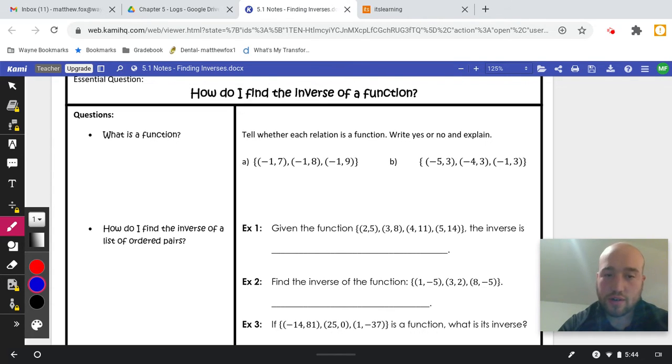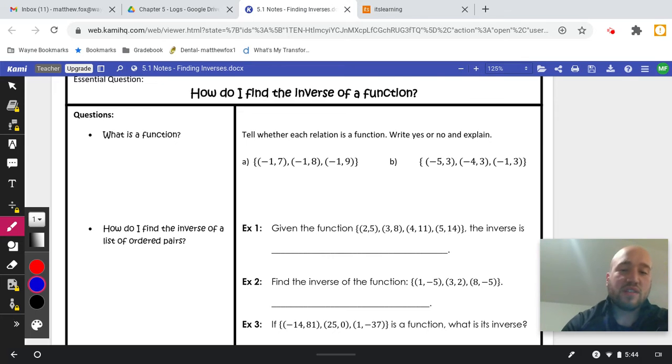Also, we're going to go ahead and start Chapter 5. So if you were not at school Thursday, you can either print out this packet, which is found in the It's Learning folder for Chapter 5, or you can do your best just to take notes on paper, and then on Wednesday when you're back at school, you can get a copy of it.